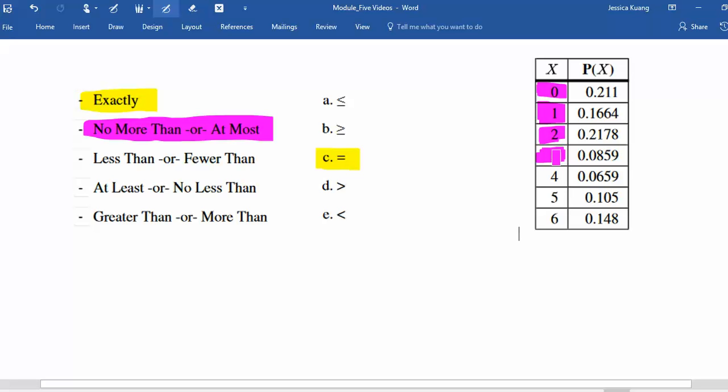Or equivalently, we could say, what is the probability of getting at most 3? That would be the same result, 0, 1, 2, 3. Those are the numbers that are at most 3. So as you could see, if I have to translate that phrase, it translates to less than or equal to 3 in this case.